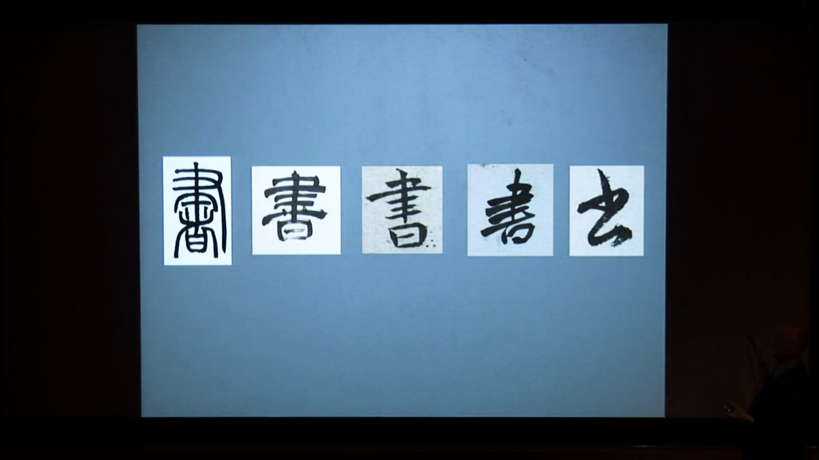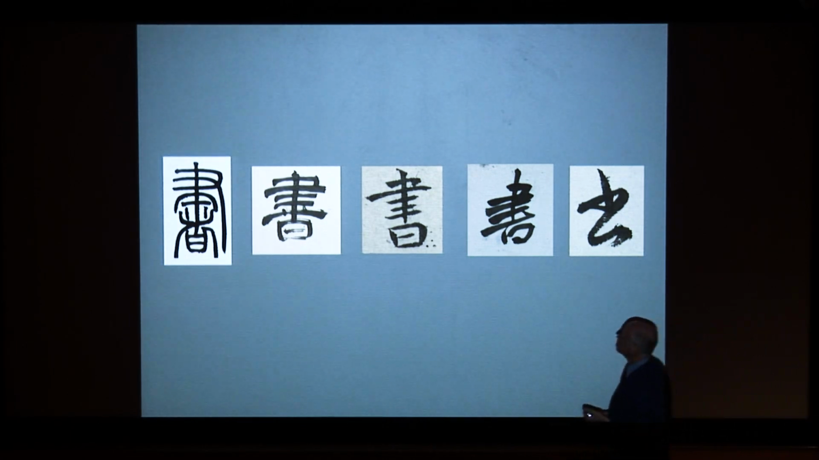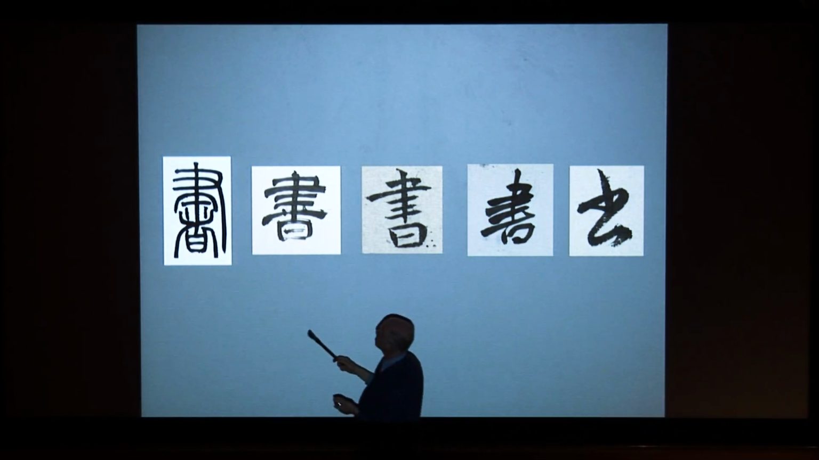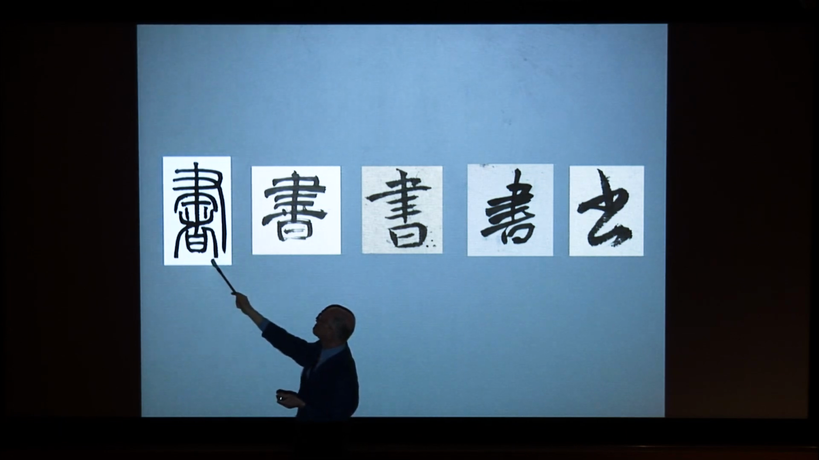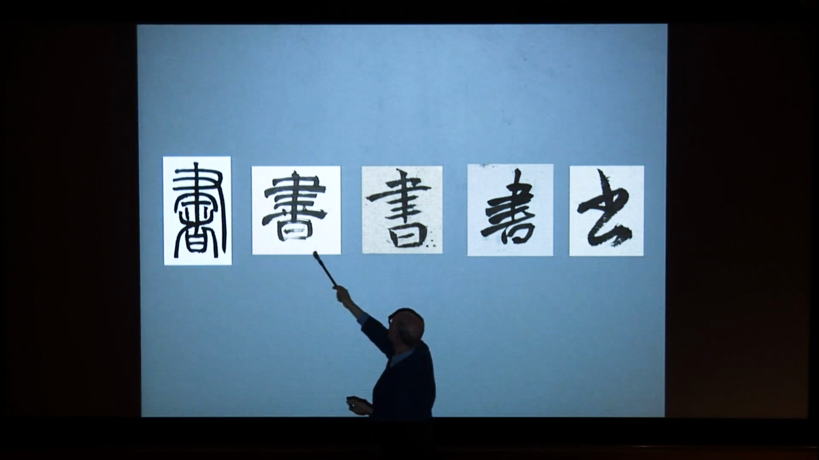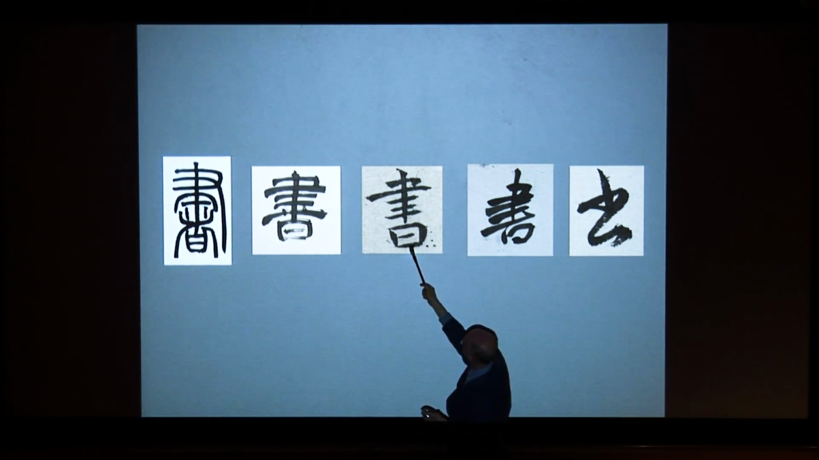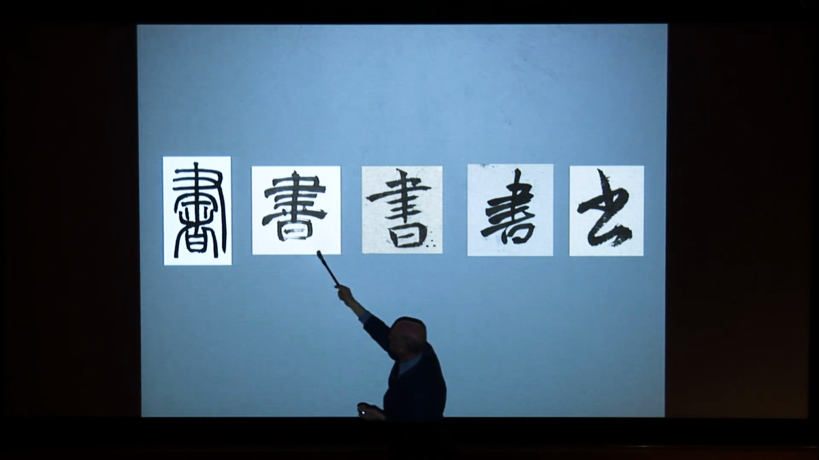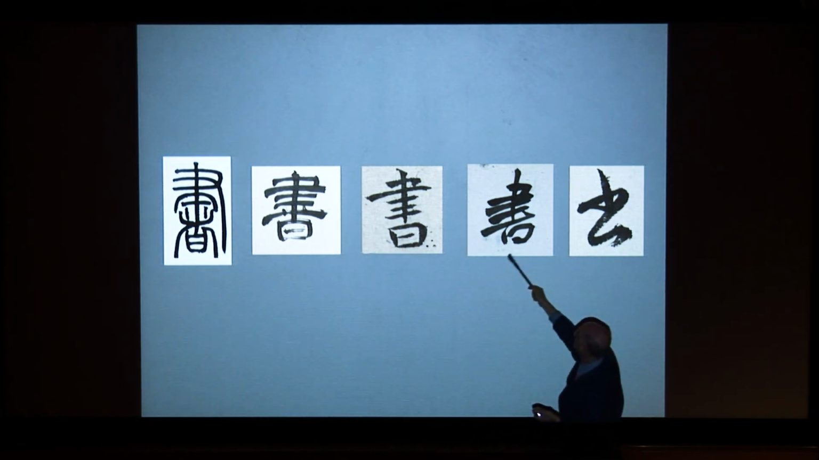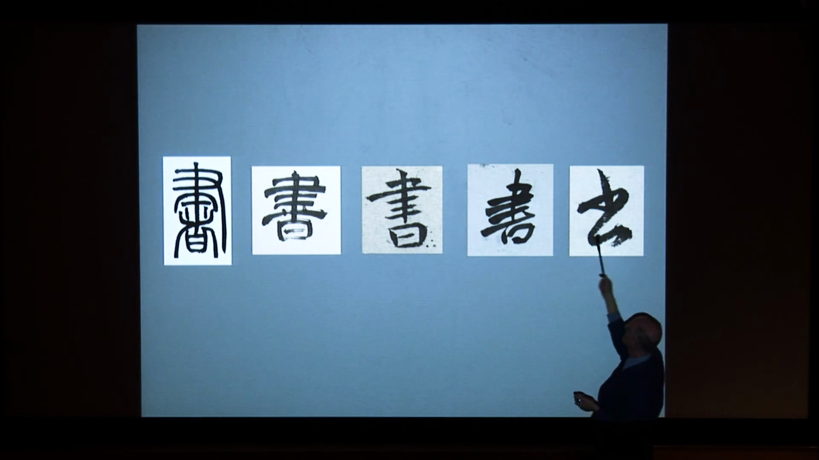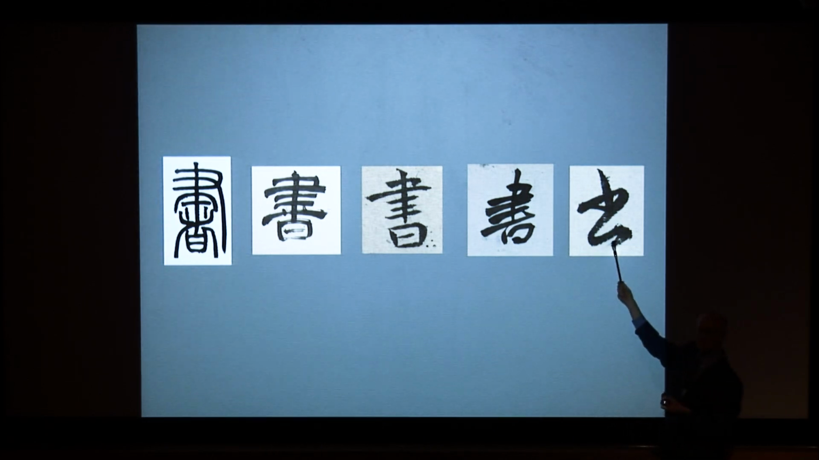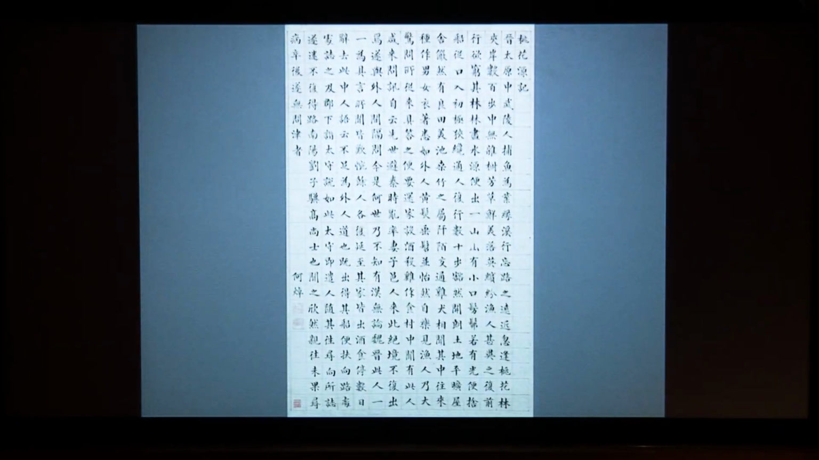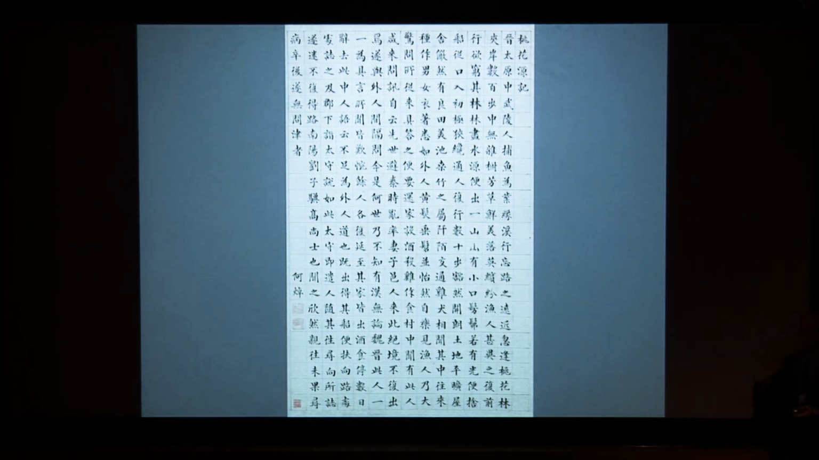Here are all the script types for review. I reorganized Joe's scheme a little bit so that you go from seal to clerical and then standard script here. These are sort of the most legible. Running script, and then wild cursive, in which the character is radically abbreviated, and you really have to be an expert to read this.